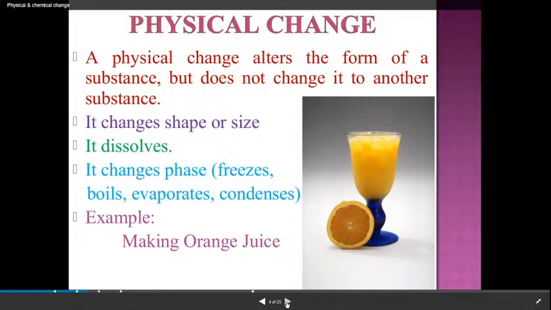A physical change alters the form of a substance but does not change it into another substance. Just now we have seen ice also contains H2O molecules, and when it converts into water, that also contains H2O molecules. So there is no change in the chemical substance, the chemical composition. It means it changes its shape or size, or it can change its state, but it is not going to change into another substance. It means it is a physical change.